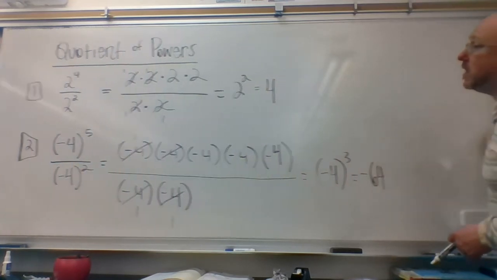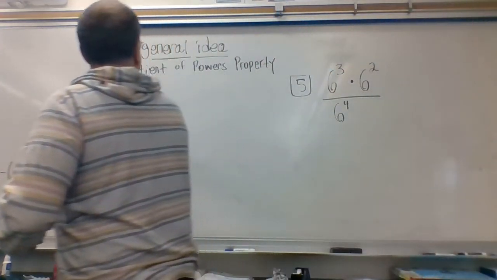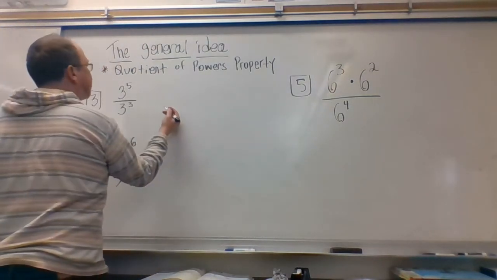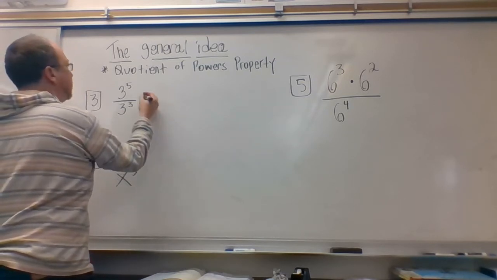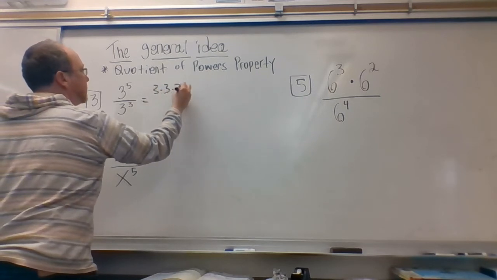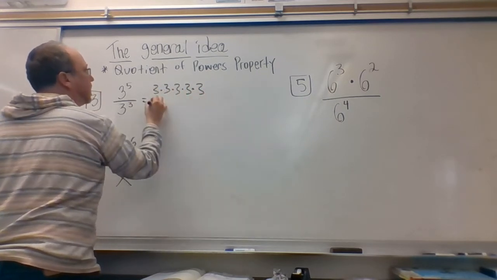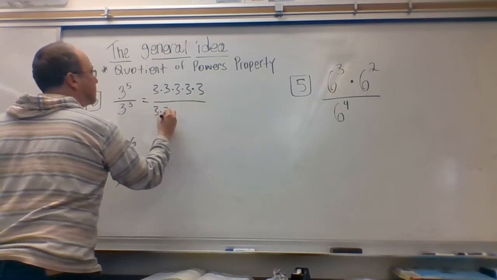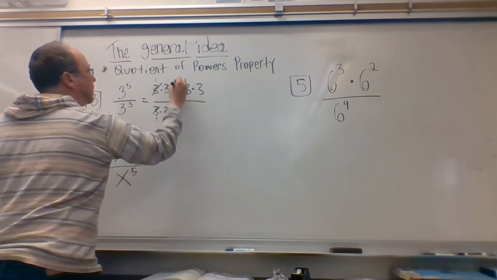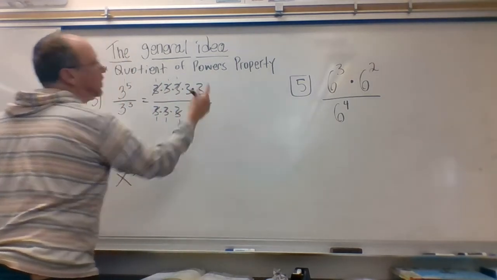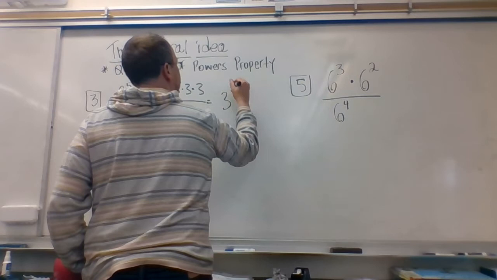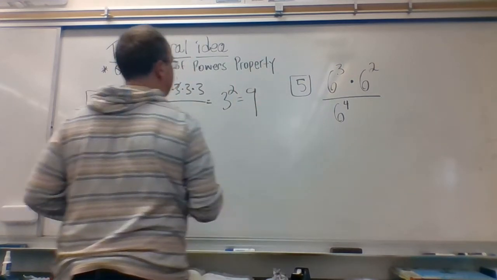So continuing on, quotient of powers. Let's look at what the general idea is here. So the general idea is, again, expanding it: 3 times 3 times 3 times 3 times 3, divided by 3 times 3 times 3, 1, 1, 1 is equal to 9, or 3 squared. So it's equal to 3 squared, or 9.